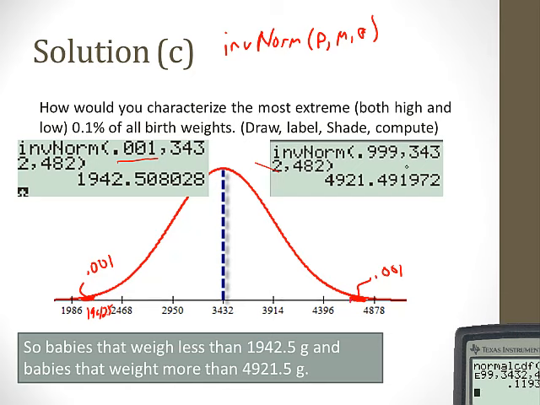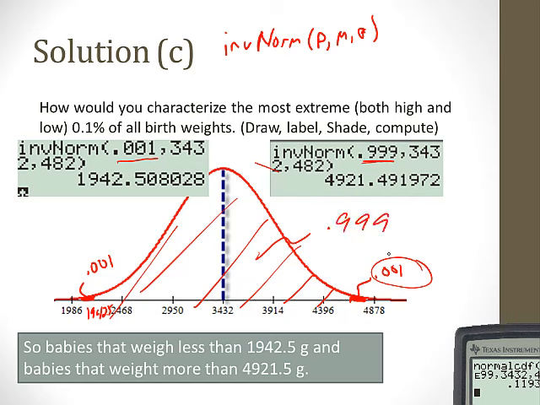And the other one, I do 0.999, because if I did 0.001, I'd get that value again. So it is important to go ahead and subtract, to do 1 minus that, because I don't have a nice balanced symmetric distribution with a mean of 0. So I do 0.999, because I actually am looking for all of this area here, which gives me that value right there, which is what I want, 4921.5. So babies that weigh less than 1942.5 grams and more than 4921.5 grams are in the extremes, the 0.1% of all birth weights.